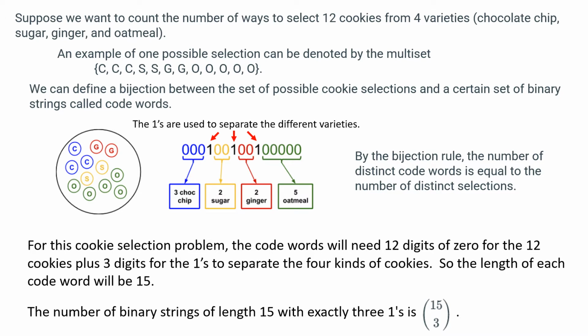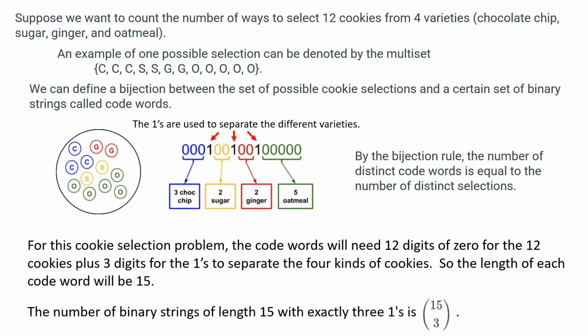Well, think about it this way. There are 15 slots. I'm choosing 3 of them to put my ones in. So I could take 15 choose 3. That would give me the number of binary strings of length 15 that have exactly 3 ones. Also then, because it's a bijection, that would give us the answer to how many selections we could make for 12 cookies from 4 varieties.